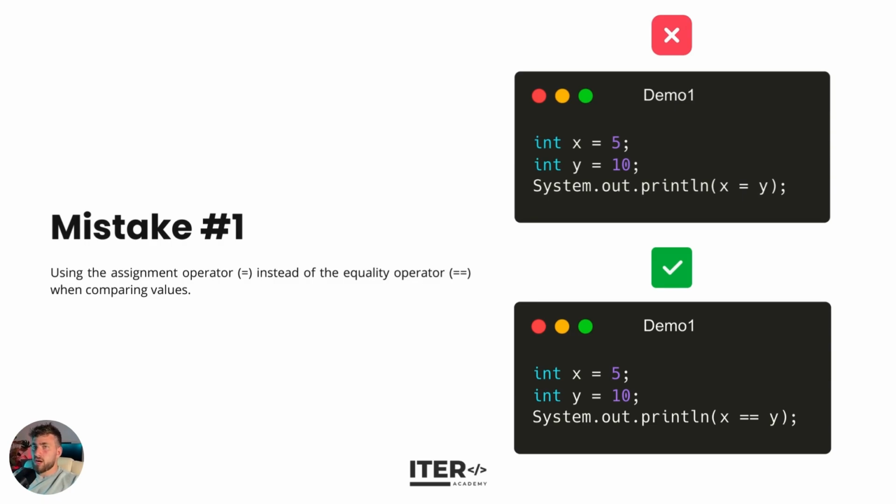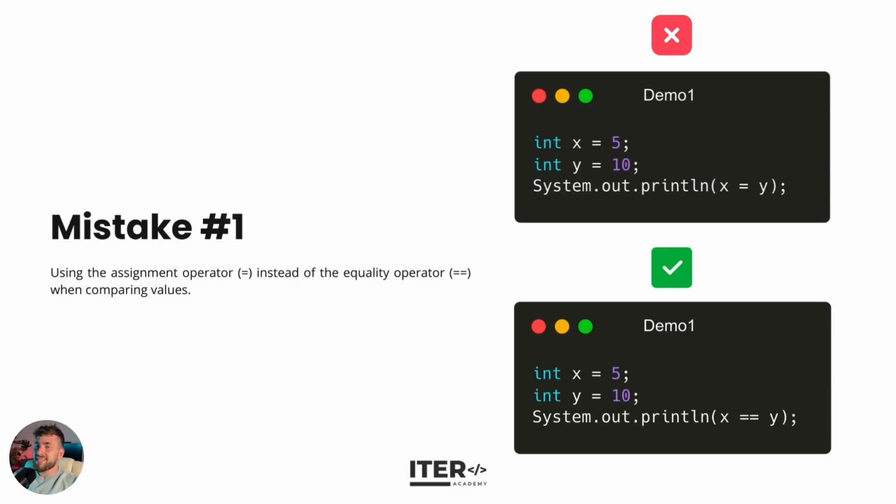One of the most common mistakes is using the assignment operator instead of the equality operator when comparing values. For example, the following code will always return true even if x and y are not equal. So let's look at the demo 1. We define two variables, int x equals 5 and int y equals 10. After that, we use the assignment operator instead of the equality operator. This code will always return true.